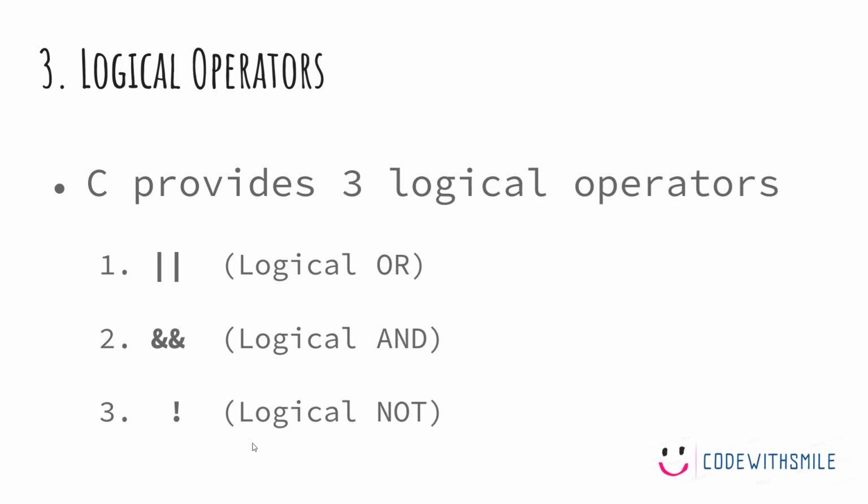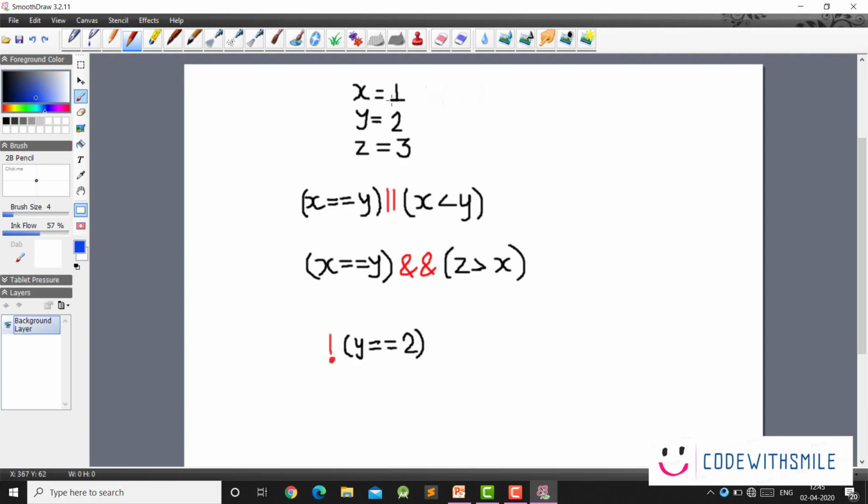Let's see how. Now, let's say we have x equals to 1, y equals to 2, and z equals to 3. Now, let's have a look on these expressions. In expression 1, we have x equals to y, or x less than y. X equals to y will return false value as x is not equals to y, and x less than y will return true value as x is less than y. So if one value is false and the other is true, the expression will be resulting true value, because OR operator says either one of the value must be true.